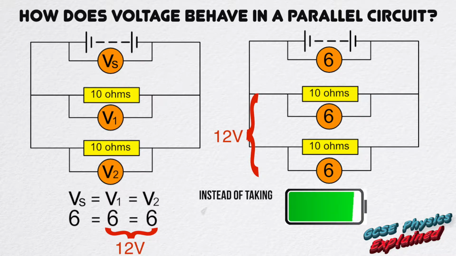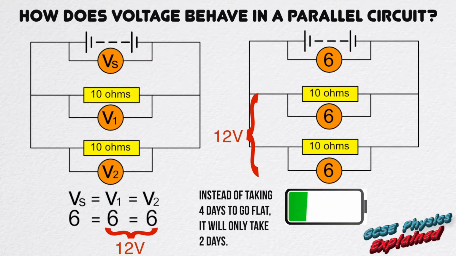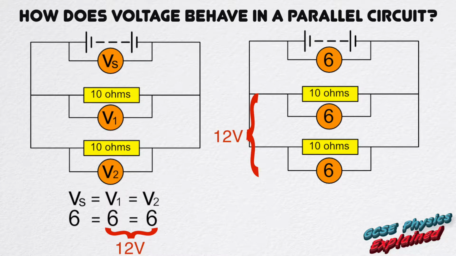Well, the battery life will be halved. The rule for parallel circuits with 2 branches is the voltage of the supply, Vs, equals the voltage on the first path, V1, which also equals the voltage on the second path, V2.